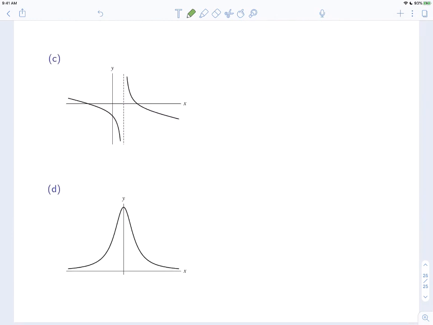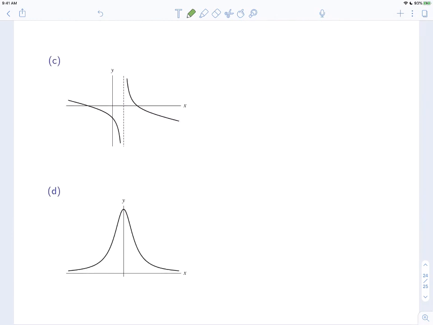What about these two? Neither of these can be polynomials because they don't have the right kind of behavior. For example, if we look at the first one here, this one has a vertical asymptote somewhere. In particular, the domain is not minus infinity to infinity. In order to be a polynomial, the domain must be the set of all real numbers. So this is not a polynomial function.